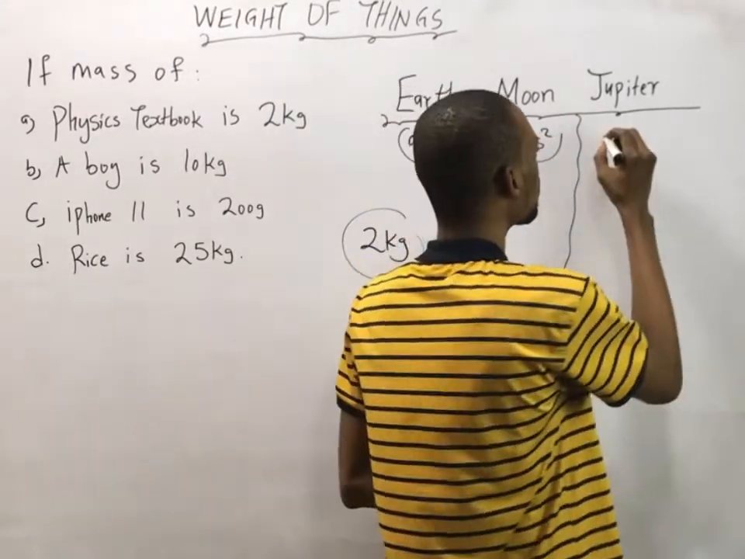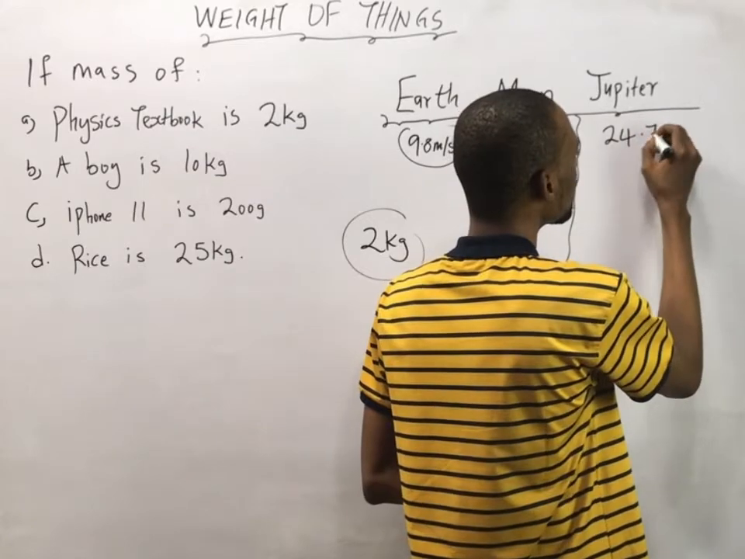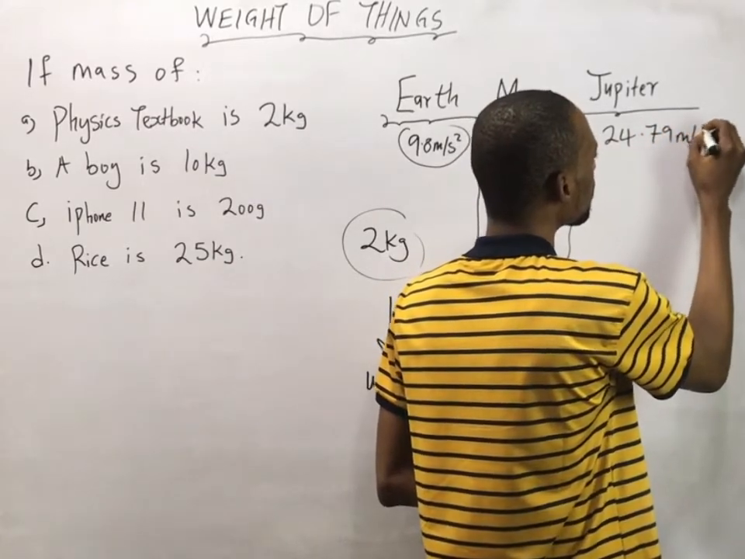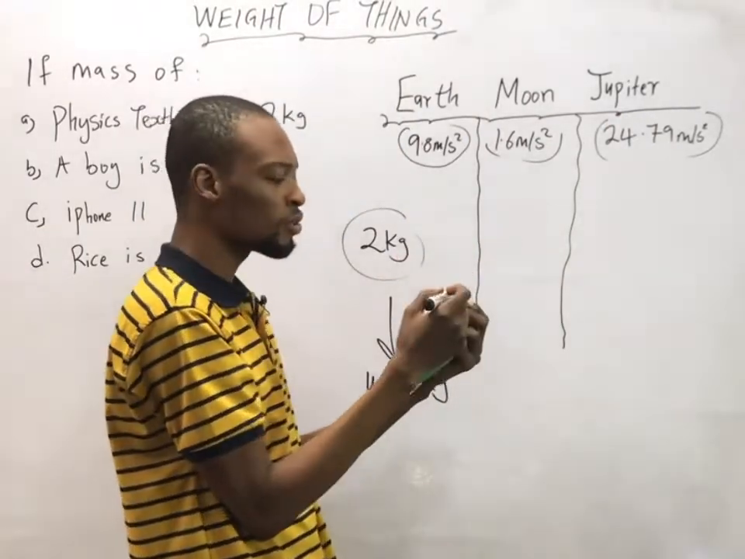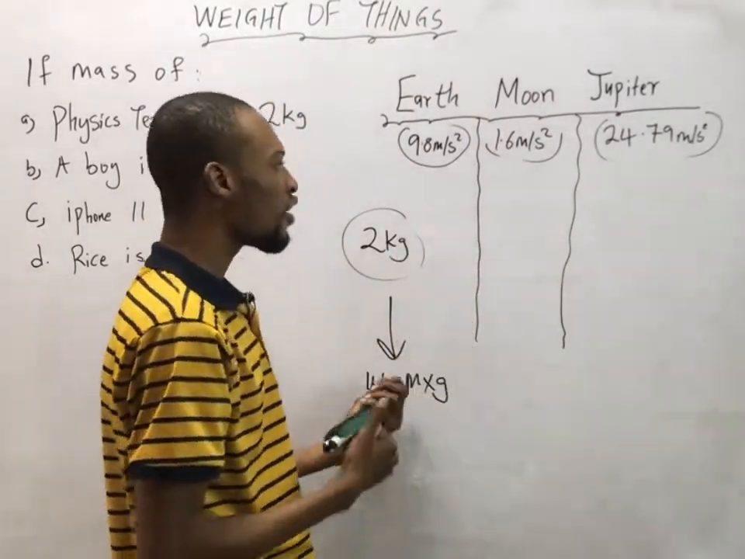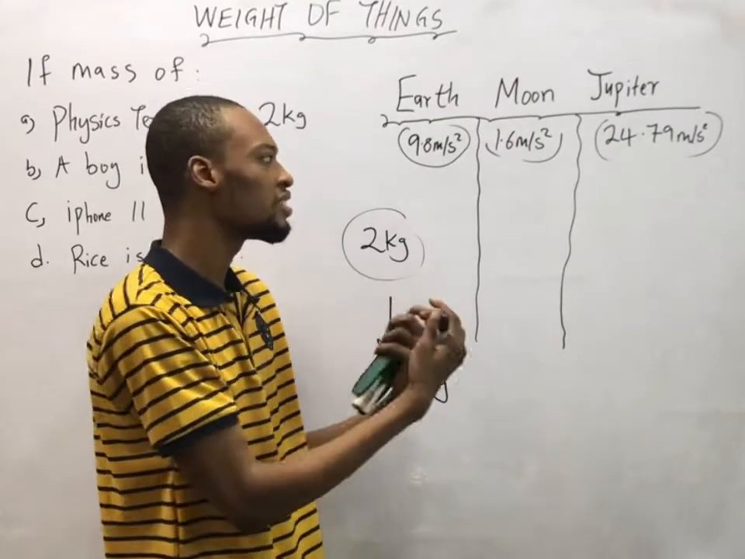On Jupiter, it is 24.79 meters per second squared. So because of the variation in acceleration due to gravity, weight of objects is different in different places.